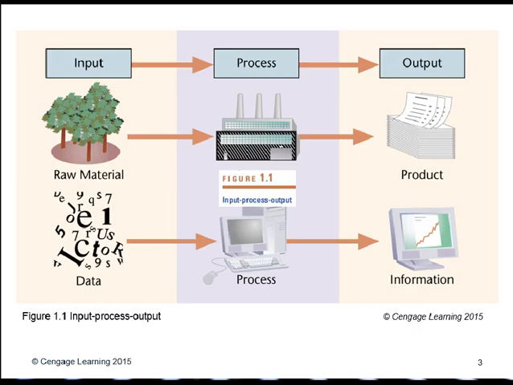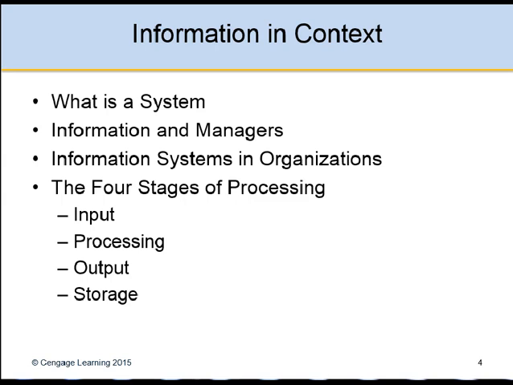So here we see the relationship between inputs, processes, and outputs. We have raw material data going in, we have various processes that work on that data, and then we have outputs, information, or various products. Not all information is useful. There are certain characteristics of useful information. It must be relevant, complete, accurate, current, and economical.